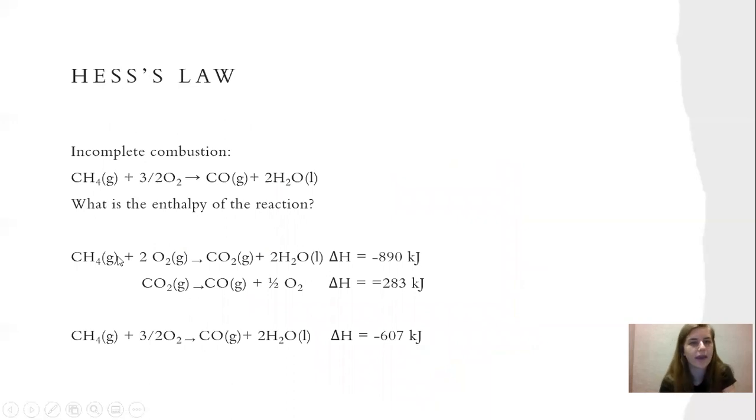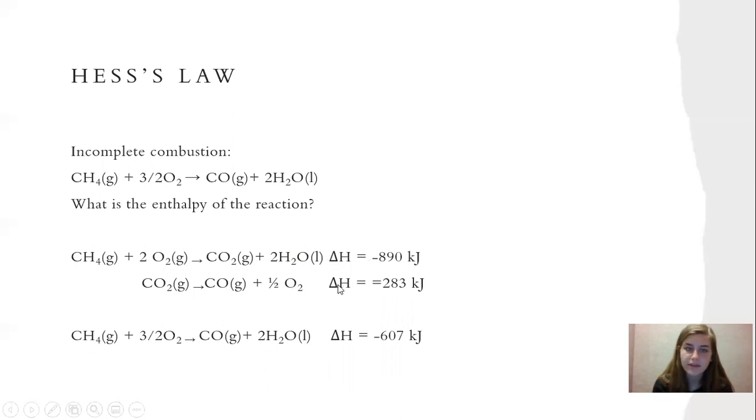So let's look at what we had. I've just provided us with a little more information here. We have the final reaction that we want, right? And we have these two reactions that have all of the components in them. So we have CH4 in gaseous form. We have 3/2 O2, we have 2 O2 and half O2, we have CO, and we have H2O. And those are all of our components. And we know the enthalpy for both of these.